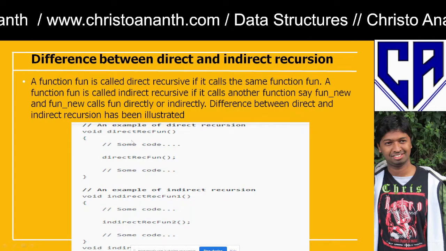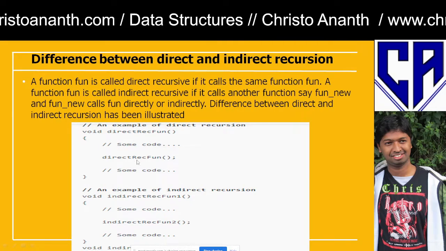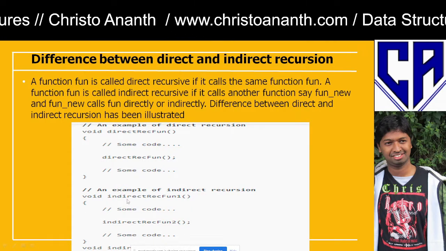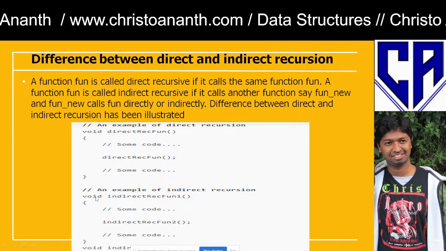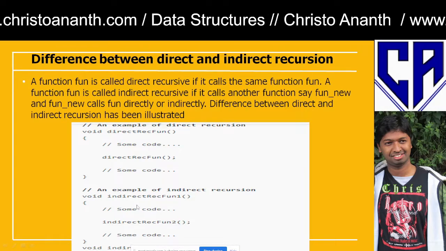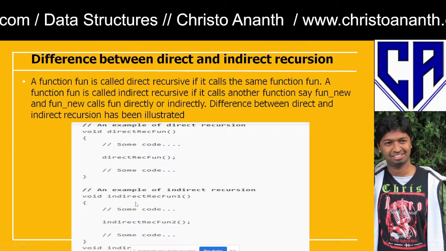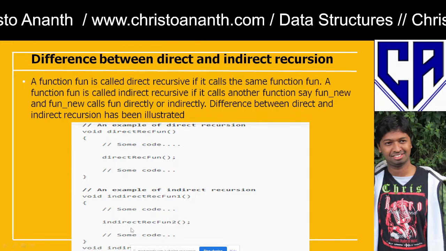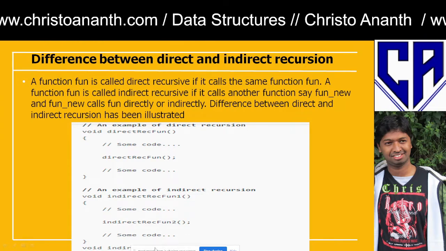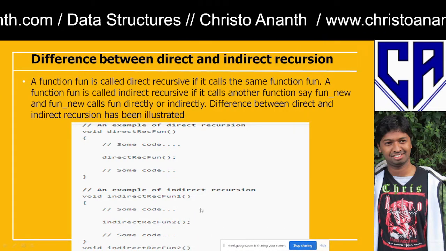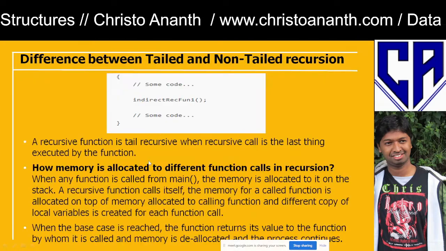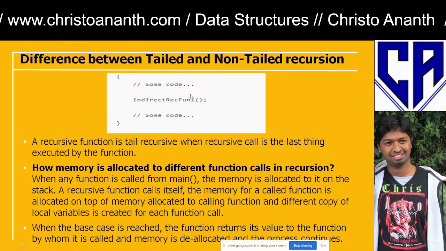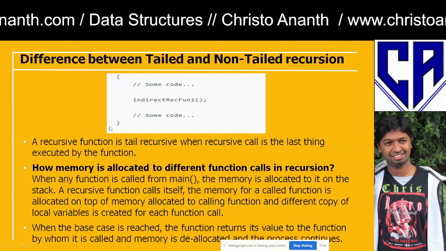So this is an example of direct recursion. Void direct recursive function, and there is some code, and inside it calls the direct recursive function. With the case of indirect recursion, in the same way you write void indirect recursive function 1, there is some code, and it calls indirect recursive function 2. Finally you write void indirect recursive function 2, with some code that calls indirect recursive function 1, and then you end the brace.